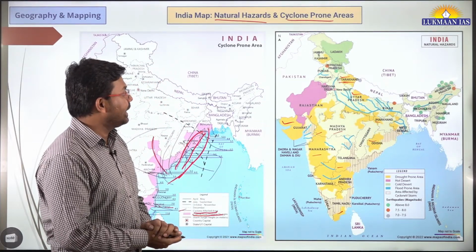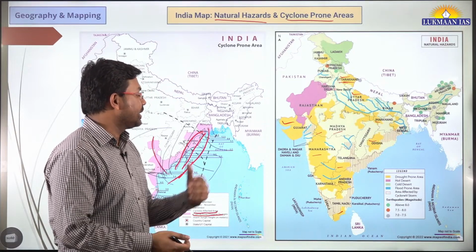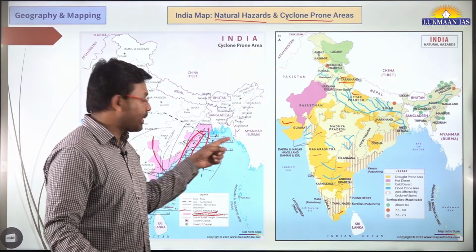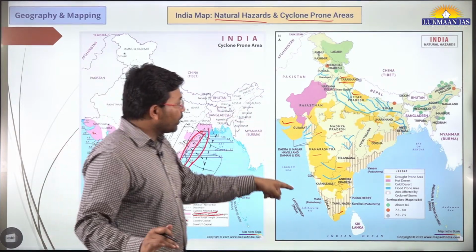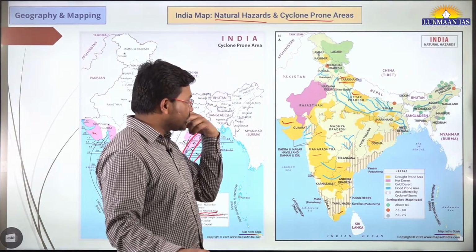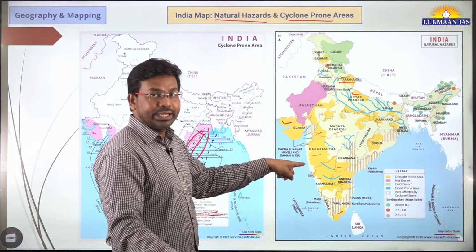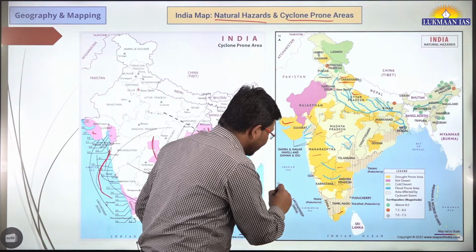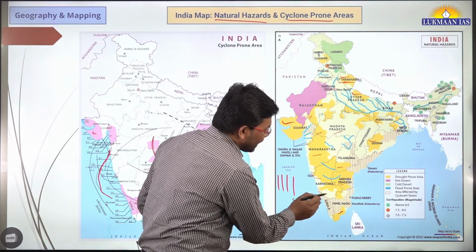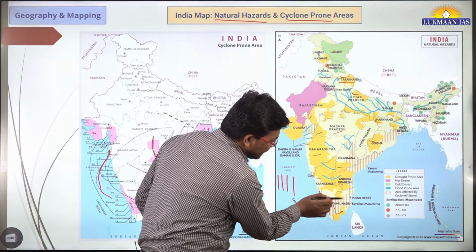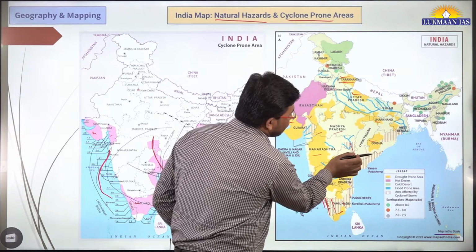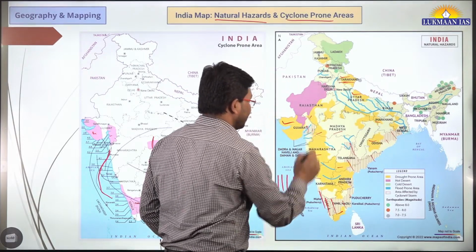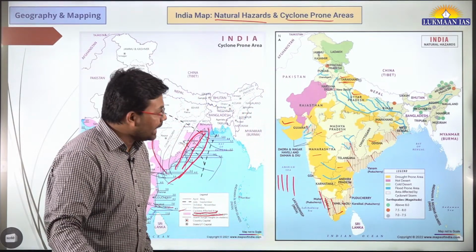Apart from this, let us discuss those regions that are affected by cyclone or storm. As we have seen in the earlier map, here also we have cyclone prone regions. They are shaded using dash lines. The lines that you can see over here, the dash lines, are the cyclone prone regions in India.